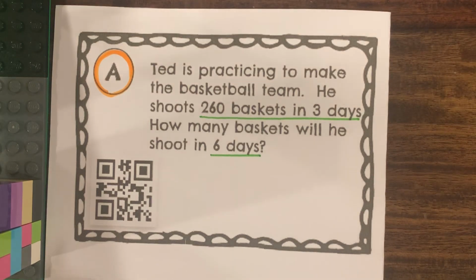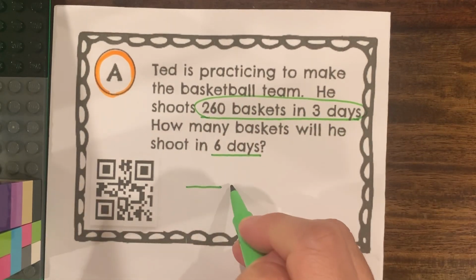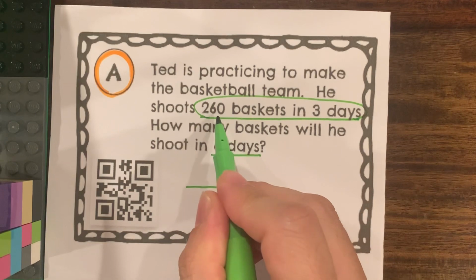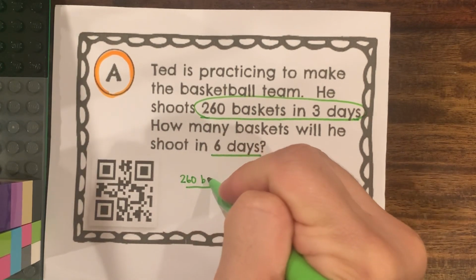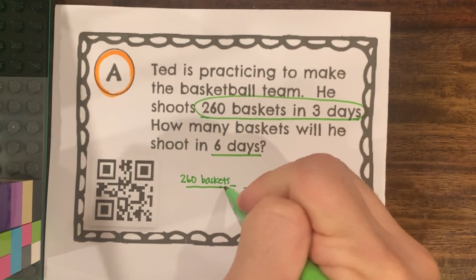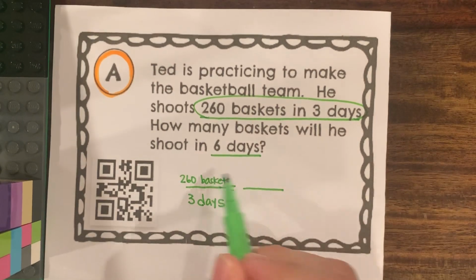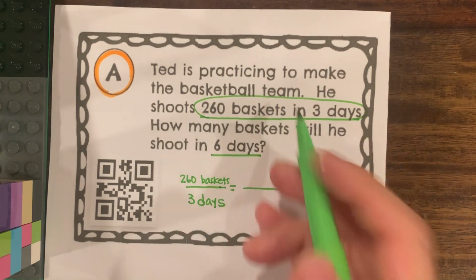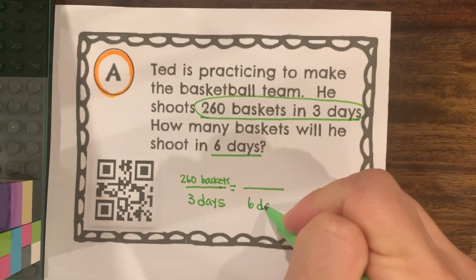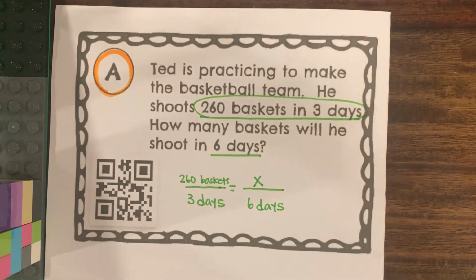All right, so a few different ways you can solve it, but I'm going to use a proportion. On the first side of my proportion, I'm going to write 260 baskets over 3 days. On the other side, I'm going to write 6 days on the denominator to match the unit, days. And I'm going to find out how many baskets he will shoot.